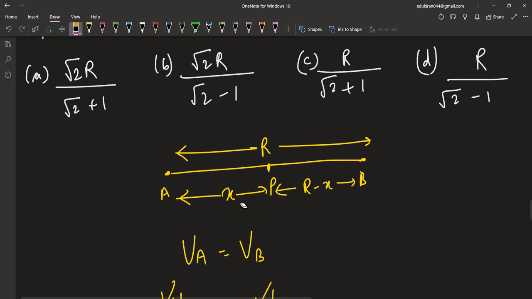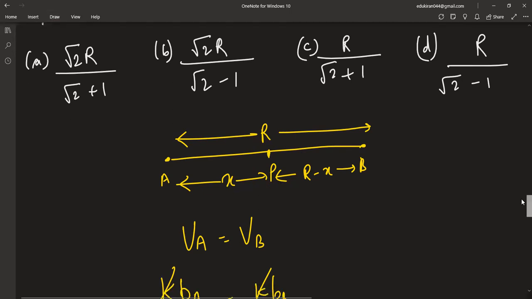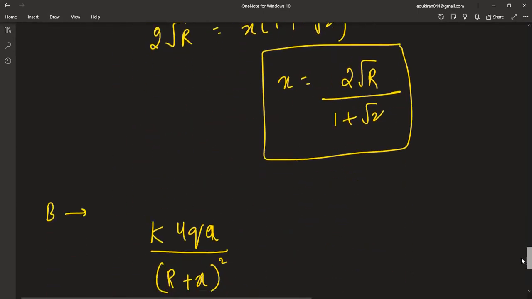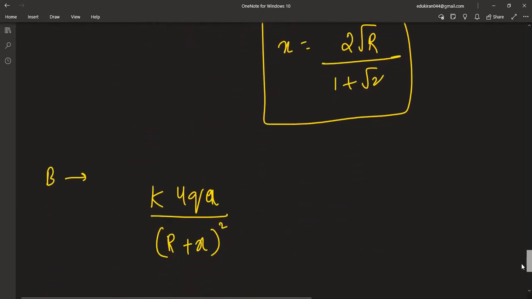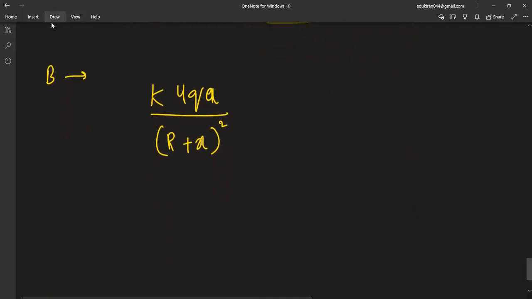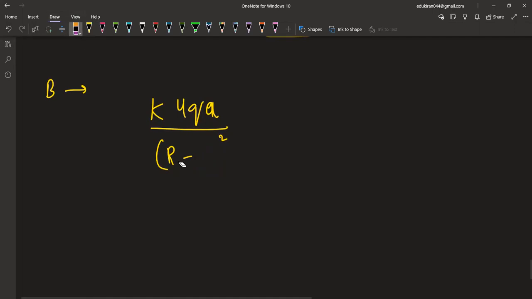You have shifted these two. All right. So in X way, you should get R by root 2 plus 1. R by root 2 plus 1 should be the answer.